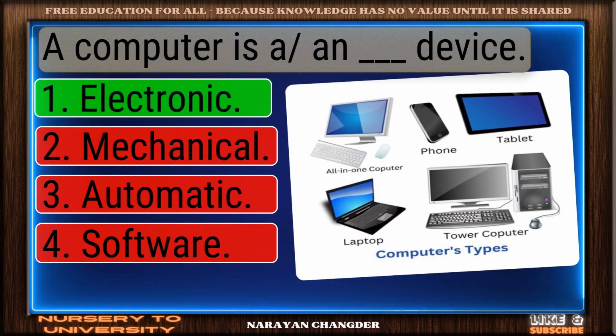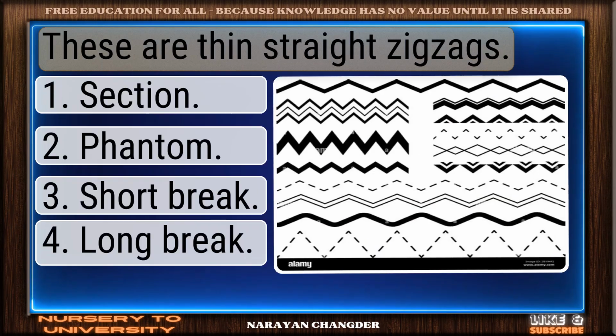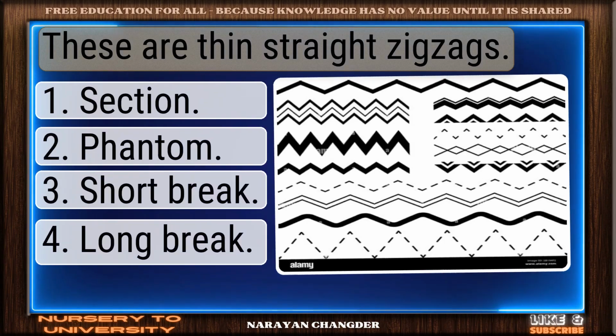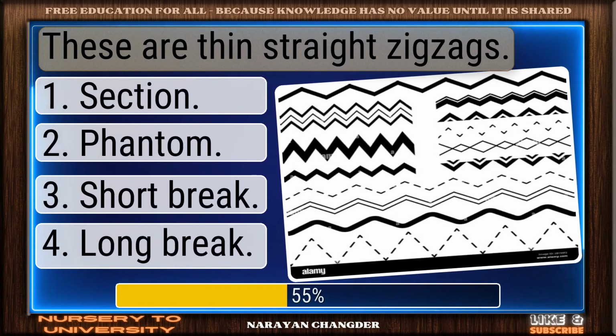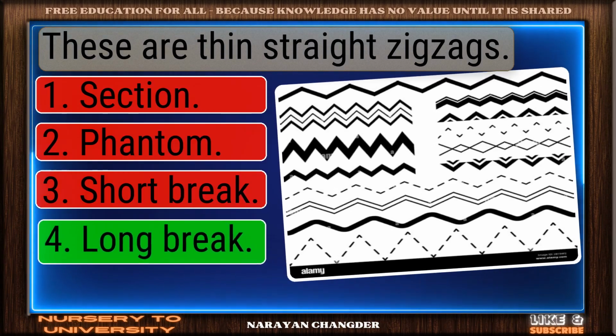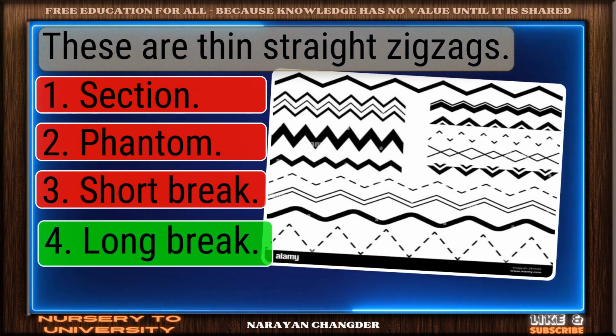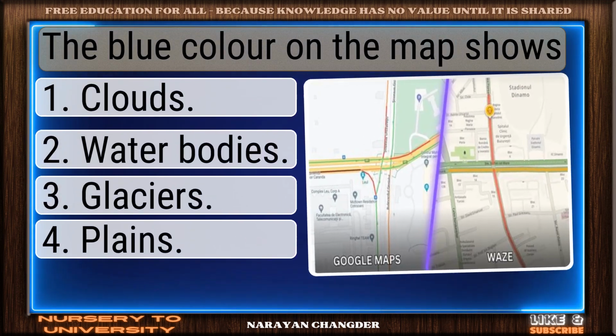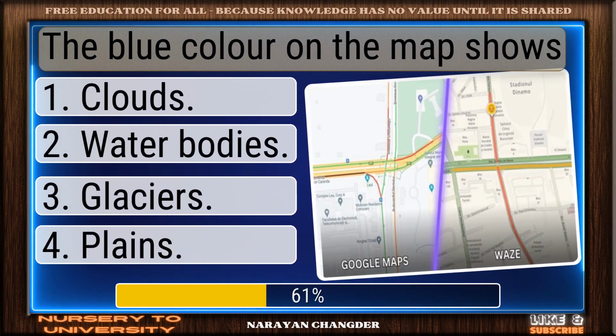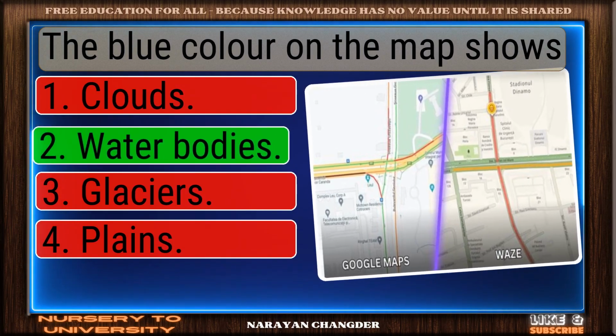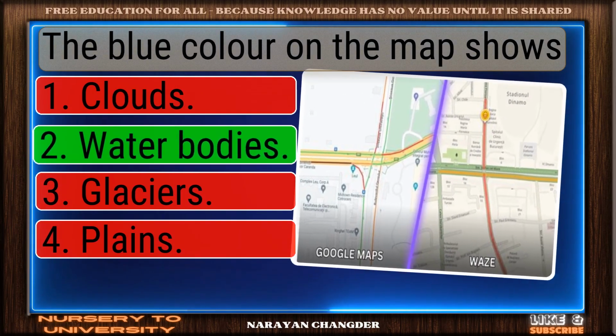Well picked. Electronic is correct. These are thin, straight zigzags. You chose long break. Correct. The blue color on the map shows sharp thinking. Water bodies is right.